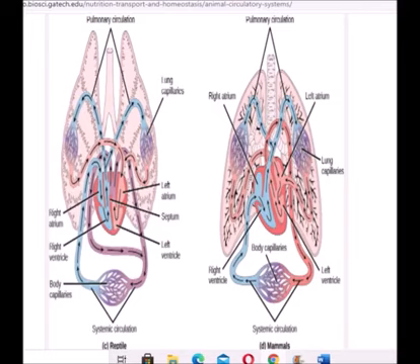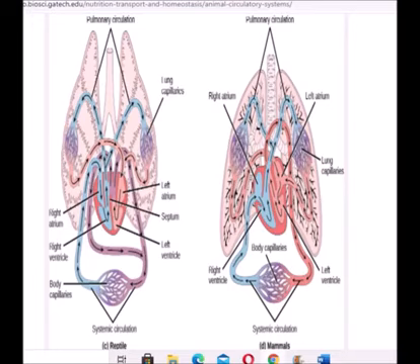So you can see in the diagram of the mammal, you have the right atrium, you have the left atrium, you have the lung capillaries. In the mammals, you have the left ventricle, you have the right ventricle, then you have the blood capillary, and you have the systemic circulation in mammals.